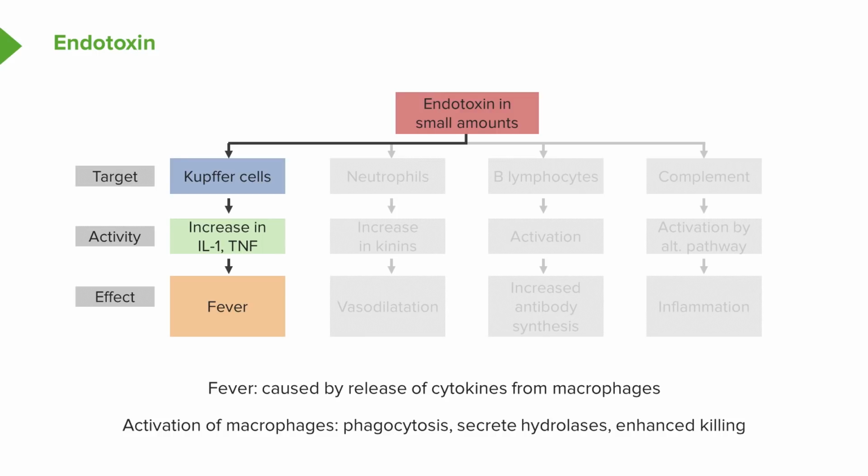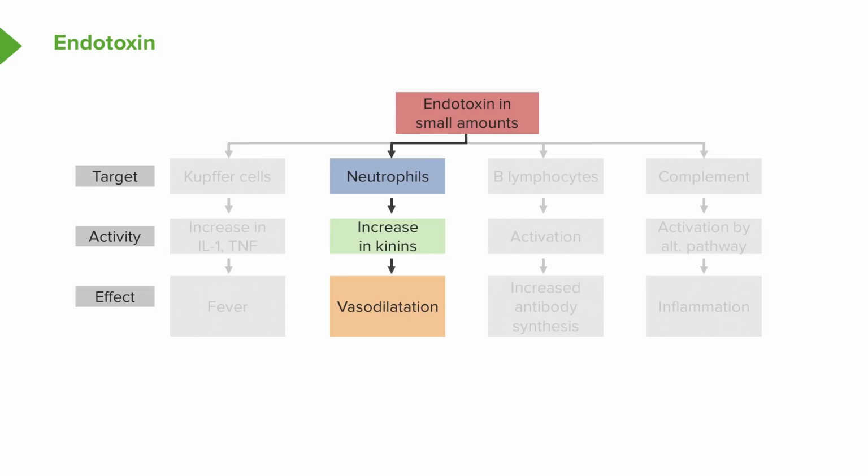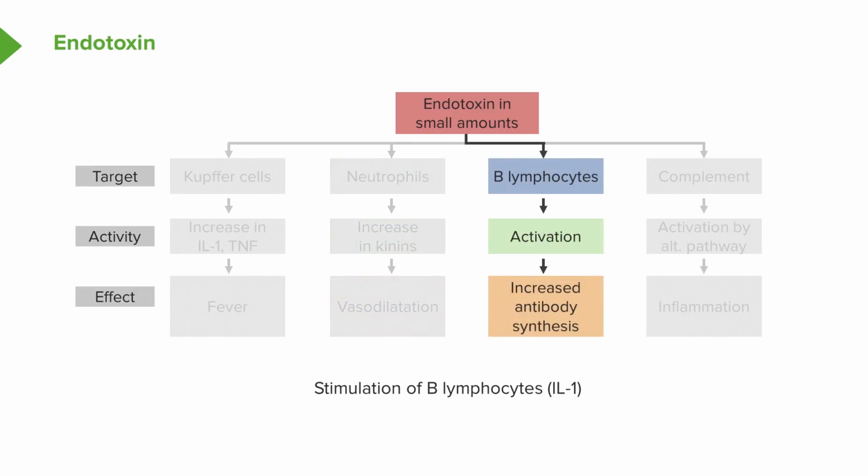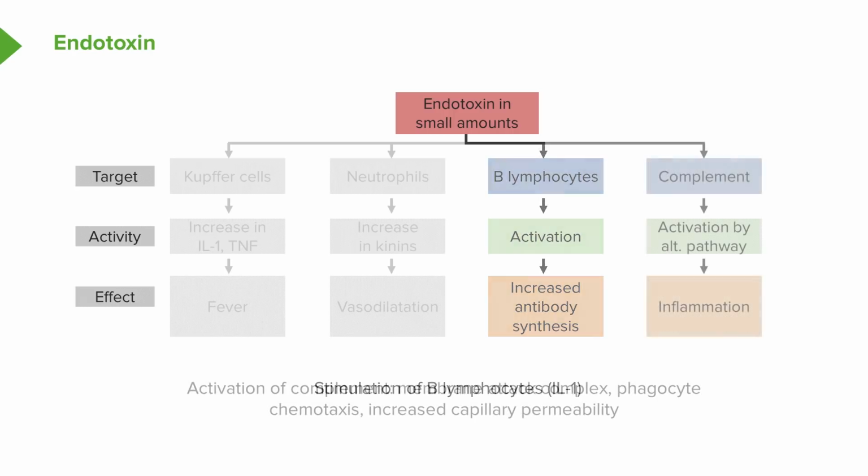So we're going to get activated. At low concentrations, endotoxin also activates neutrophils. This has an effect of dilating blood vessels and allowing immune cells to come in and clear any infections that may be present. Endotoxin also activates B lymphocytes. B lymphocytes, of course, produce antibodies, and these may be useful for clearing the infection.